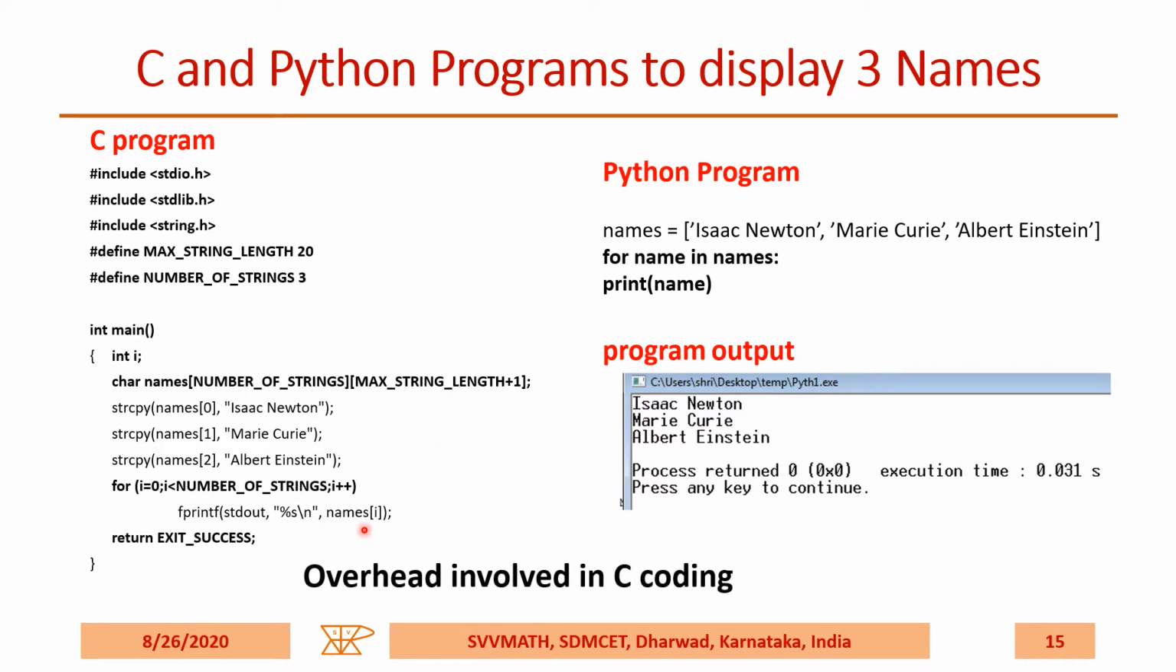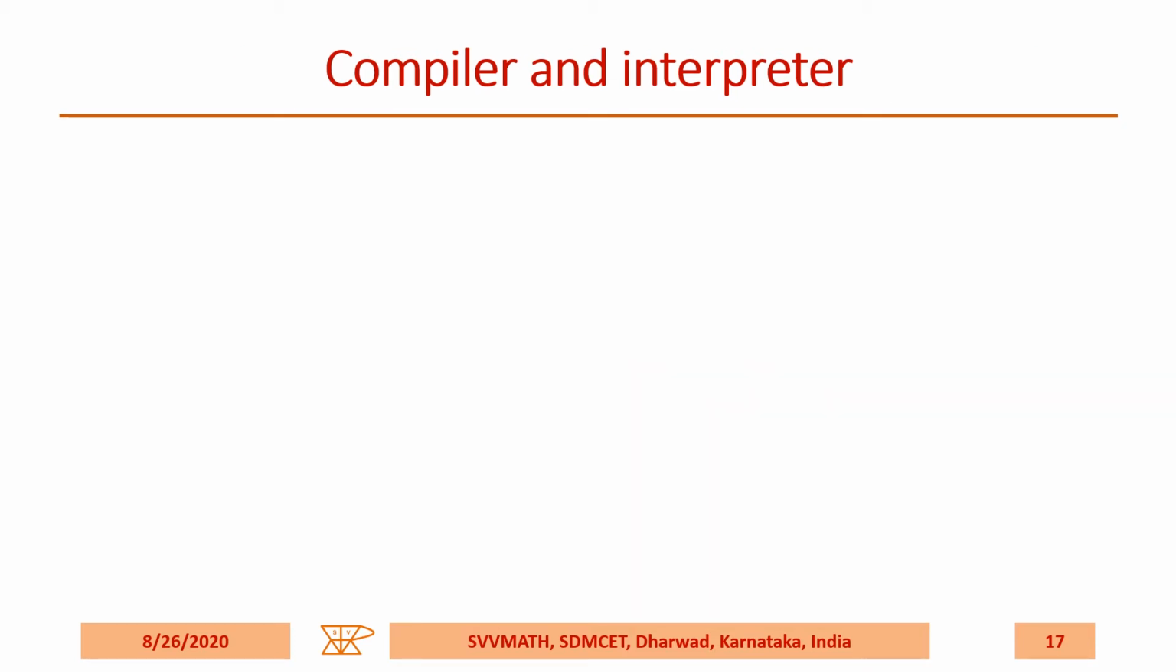In case of C coding, overhead is more. You can just see these two programs. One is in Python and the other is in C language. All of you know, or you might have heard already many times, the compiler and another name, the interpreter. Try to recall, what's the compiler? Interpreter?